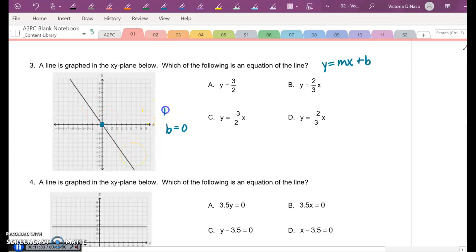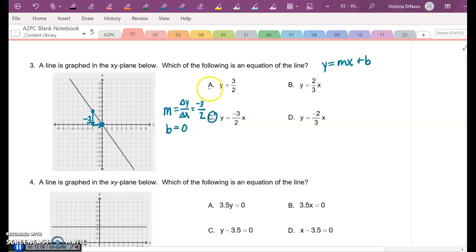So let's figure out what m is. Let's figure out what our slope is. So I'm going to find somewhere where we have a perfect intersection with our grid. Looks like right here would work. Alright, and we have to do our change in y divided by our change in x. So we're going to go y 1, 2, 3 down over 1, 2 to the right. So therefore my answer is C.